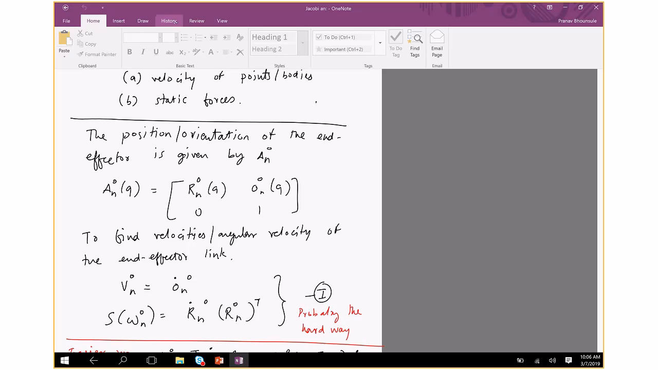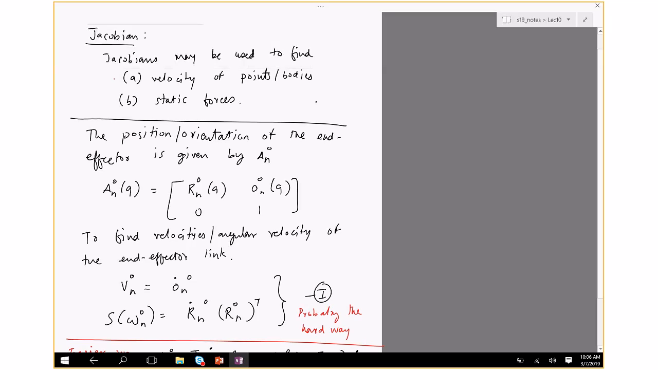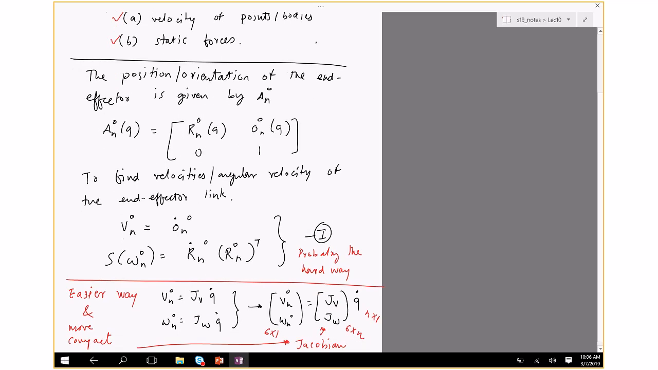Useful to find the velocities of points on the manipulator and then find static forces. What we're trying to do is find the velocity of the end point. To begin with, we'll do the end effector, but then I'll show you how to find the velocity of any point on the manipulator.